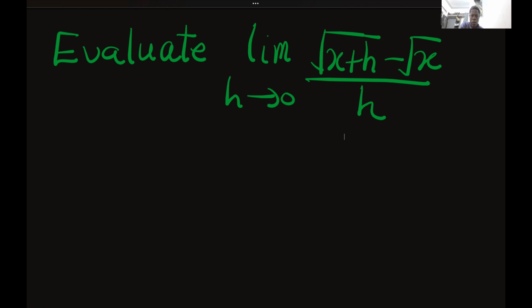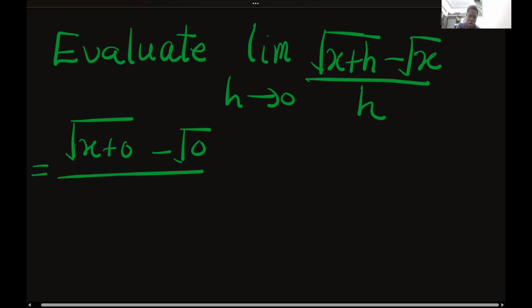Let us deal with the direct substitution and see if we are going to get a defined expression. Let us start with that one and see what we'll be getting. So let us work with the direct substitution. Wherever you see h, you put 0 there. So it's going to be square root of x plus 0 minus square root of 0. Then the denominator here is 0.